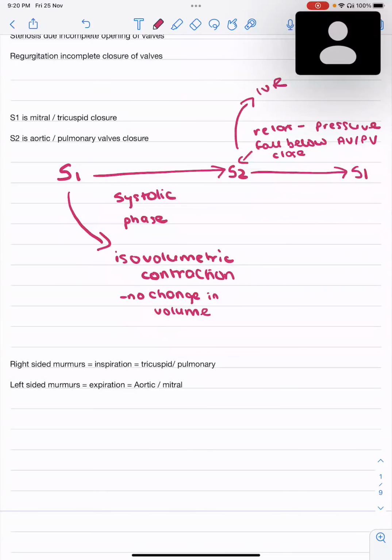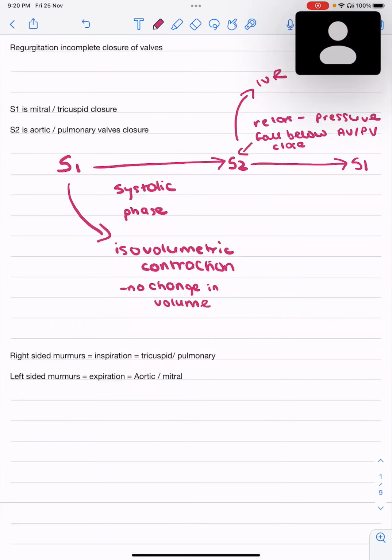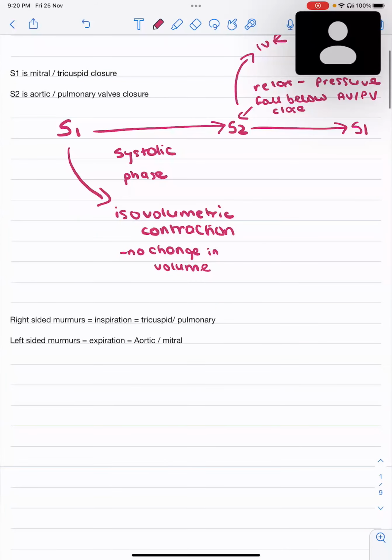In other words, this is isovolumic contraction. What is isovolumic contraction? Iso means same, volume means no change in the volume, and contraction. The other one is isovolumic relaxation, the S2 part. This is the basic of S1 and S2. I hope I'm clear till now, guys. You don't need to remember this for the exam. This is just for building the concept.